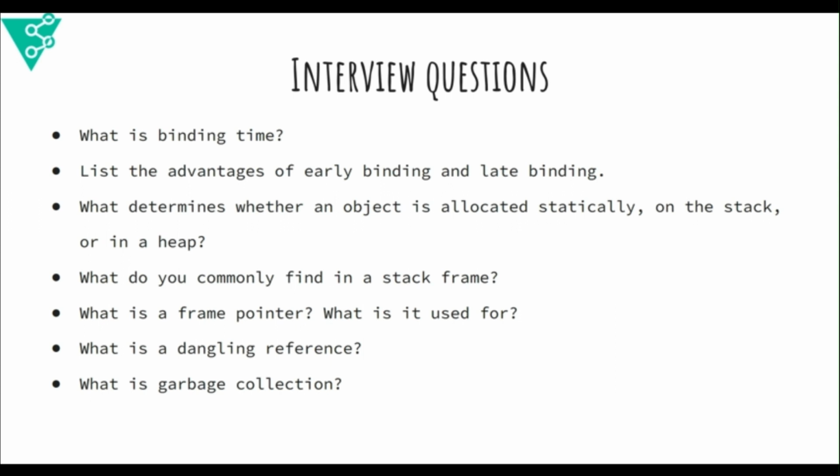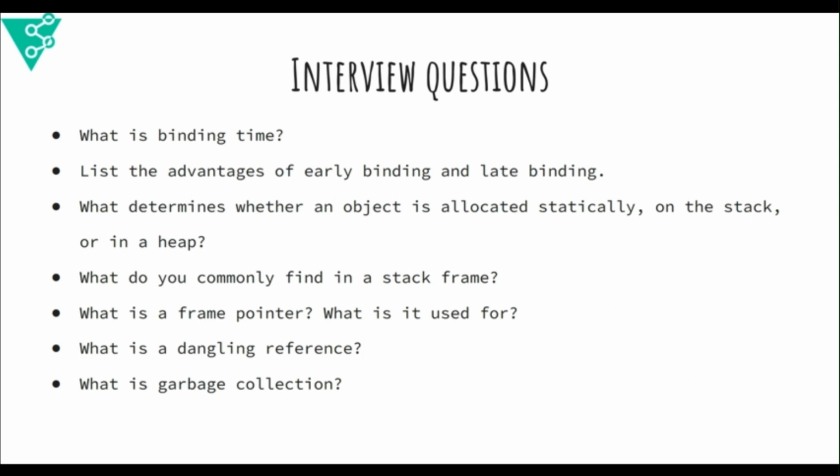The next question, what determines whether an object is allocated static memory, on the stack, or in a heap? Every different language provides different keywords, like the new keyword or operator gives you memory on heap. A plain int abstract data type allocates inside a function call on the stack. Now, when you declare a global int or when you use the extern keyword in C++, it goes and gets stored in the static memory. And what do you commonly find in a stack frame? We just have seen that.